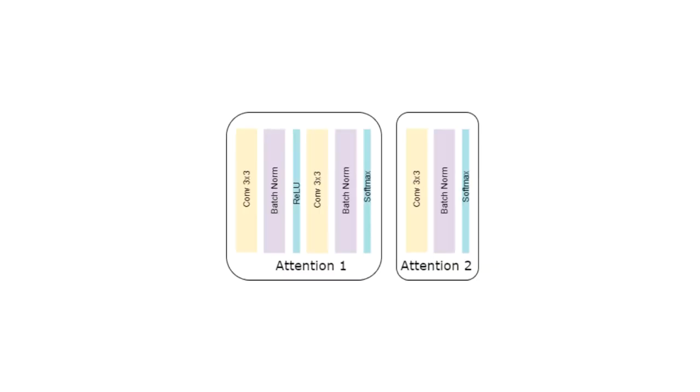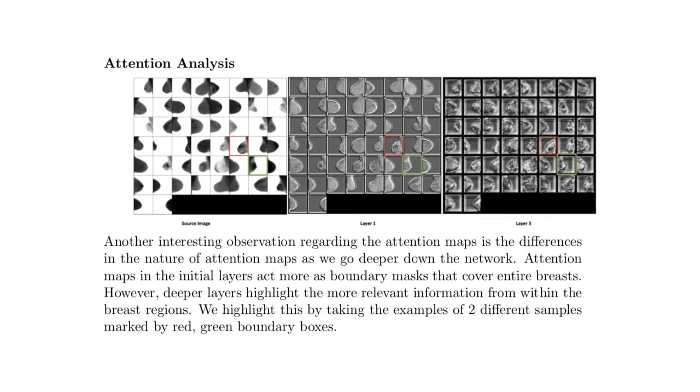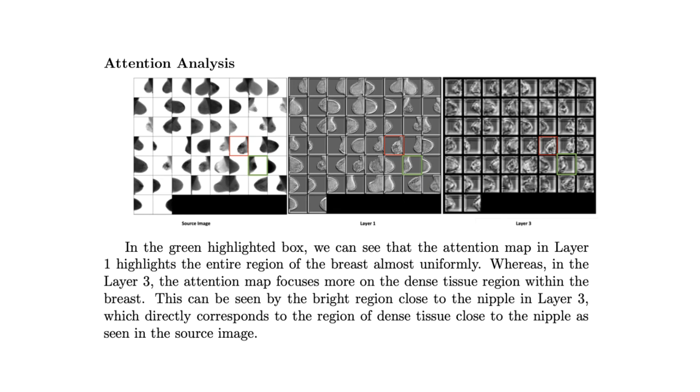In the next method, we use soft attention over ResNet blocks to visualize the regions of interest. By adding attention modules to the ResNet architecture, we could observe an increase in accuracy of about 1.5%. One of the key observations was the variation in attention maps over increasing layer depth. While layer 1 attention maps focused more on the overall boundary of the breast, layer 3 attention maps focused on the intrinsic details within the breast tissue itself.